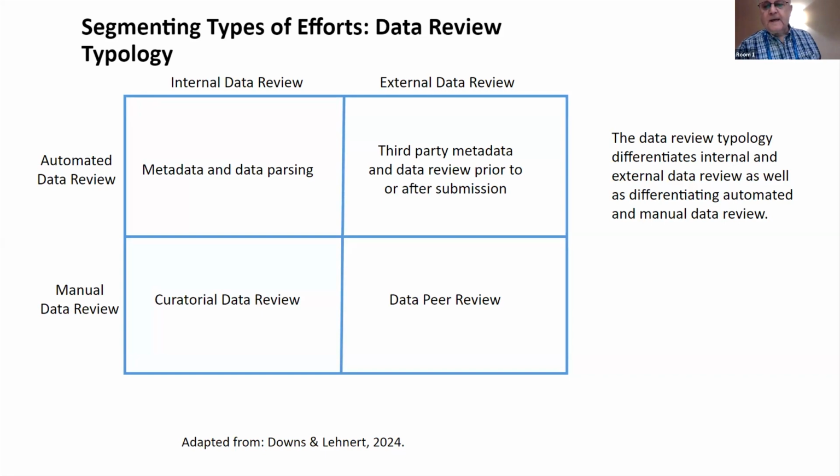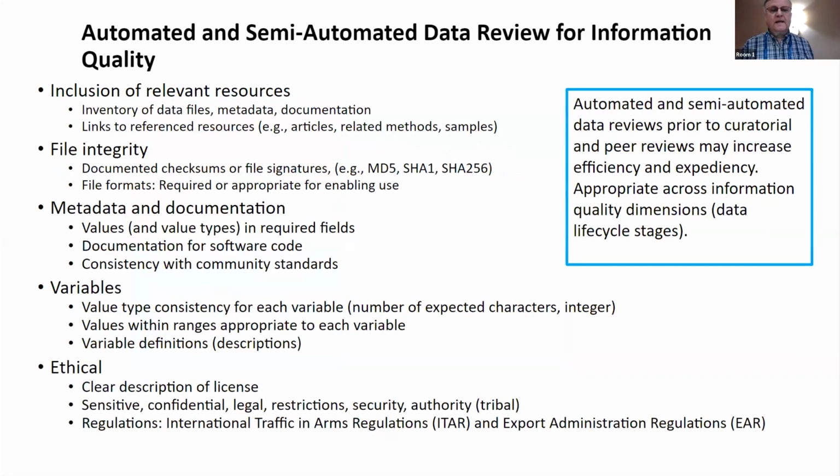And so building on that a little bit, we can look at the automated and the semi-automated approaches. There we want to have the relevant resources included, and things such as an inventory of files and the links that are working, of course, to related resources. And then things like the file integrity, the checksums, et cetera, and formats, can be done automatically. And some of the metadata and documentation should be able to be parsed to determine whether their values or value types are there in the required fields. And even if there's software code, whether that's documented should be easily determined if the language is determined.